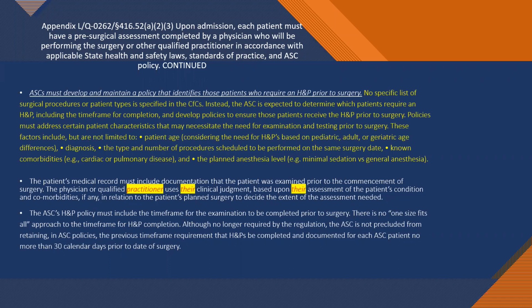The ASC's H&P policy must include the timeframes for the examination to be completed prior to surgery. There is no one-size-fits-all approach to the timeframes for H&P completion. Although no longer required by the regulation, the ASC is not precluded from retaining in ASC policies the previous requirement that H&Ps must be completed and documented for each ASC patient no more than 30 days prior to the date of surgery. Next slide.